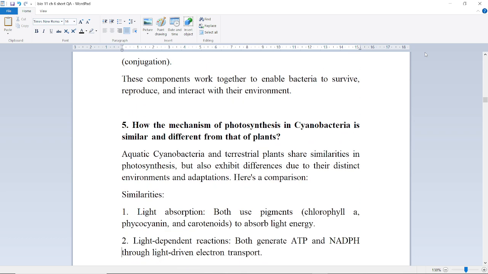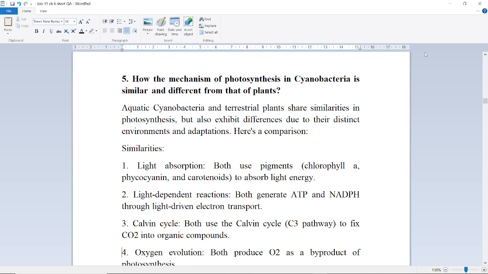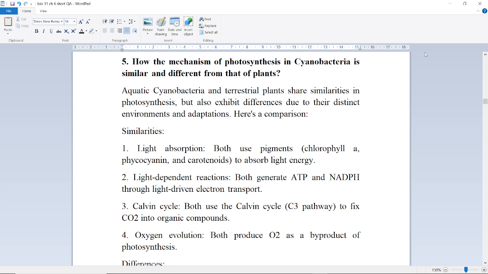Next question is, how is the mechanism of photosynthesis in cyanobacteria similar to and different from that of plants? Answer is, aquatic cyanobacteria and terrestrial plants share similarities in photosynthesis but also exhibit differences due to their distinct environments and adaptations. Here's a comparison. First of all, we see similarities.